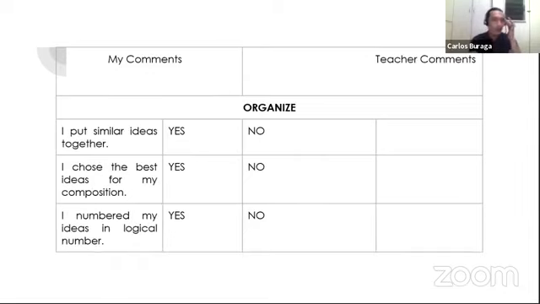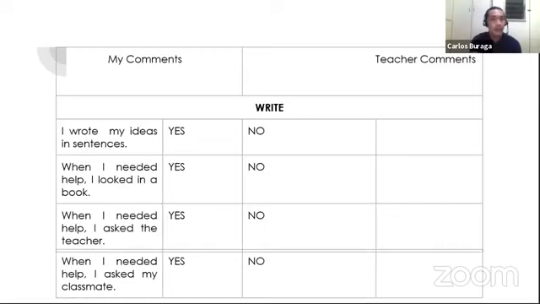Organizing. Ano yung mga strategies na ginagamit niya to organize his ideas? I mean, do students decide which organizational pattern to use to help them organize their ideas? For example, here, the student put similar ideas together. The student chose the best ideas for his composition. And what about writing? Here, the students complete a first draft. So do students write their ideas in sentences?